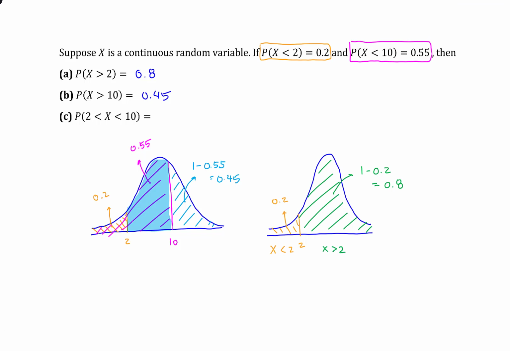Okay, so to get that, I would take the 0.55, which is the area of the entire pink region, minus 0.2, which is the area of the orange region in the tail, and that would leave me just the shaded region in blue here, which would be 0.35.